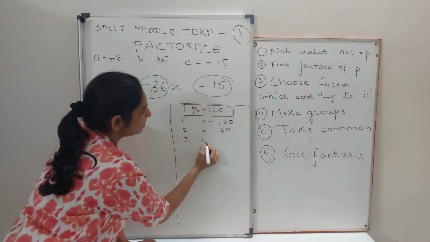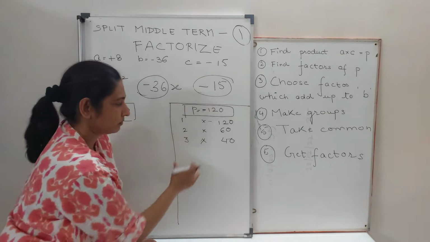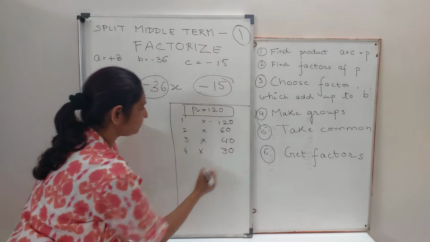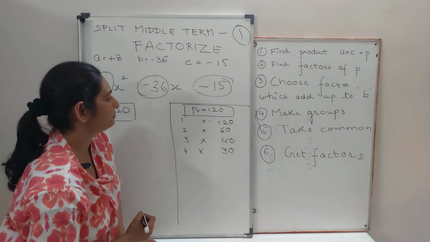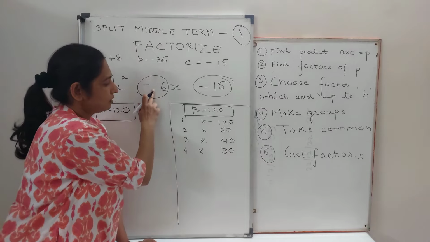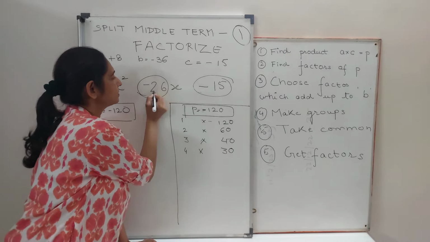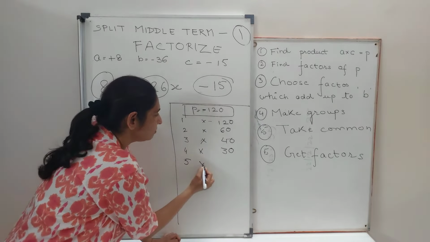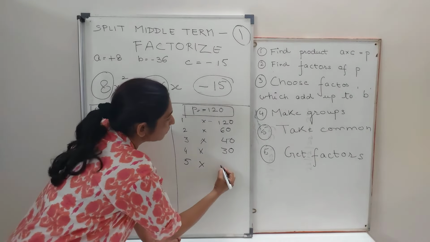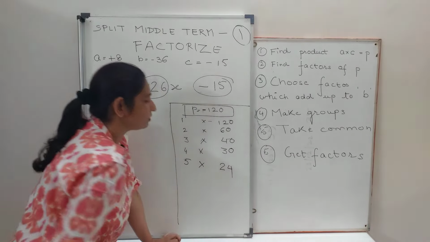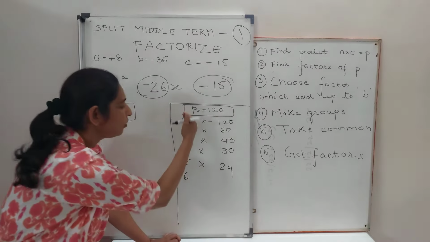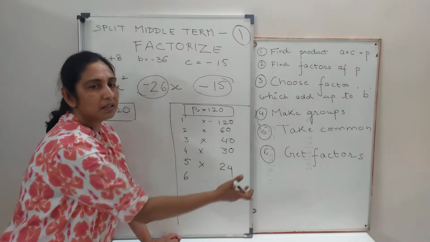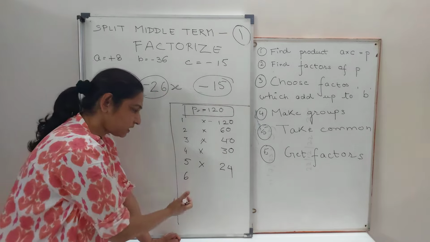Okay, 3 into 40 will make it 120. 4 into 30 will be 120. I'm so sorry, we'll just change this to 26. Just change the main question, it's 26. All right, now 5 into 24 is 120. Luckily we are getting all of them. Sometimes we may not get all the factors. It may be that we don't get it with 2, or with 4, then keep skipping them. By chance we are getting all of them.